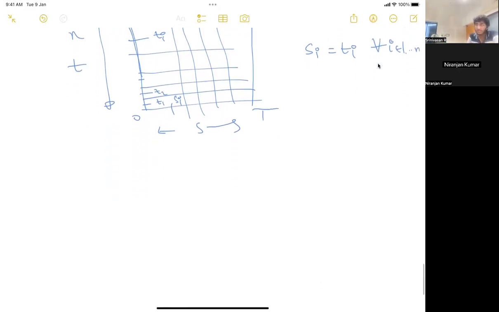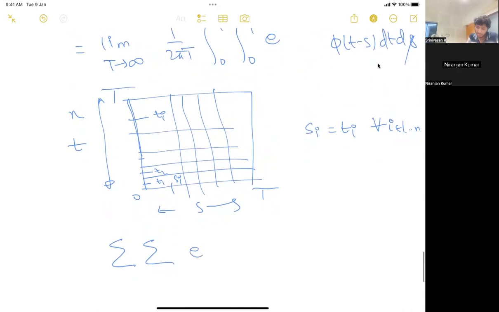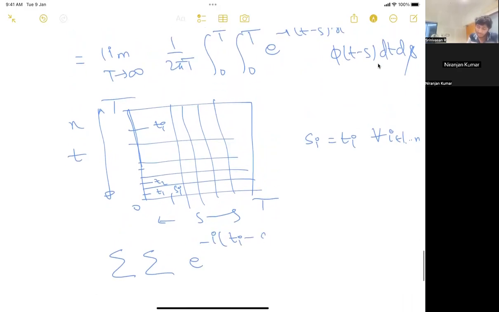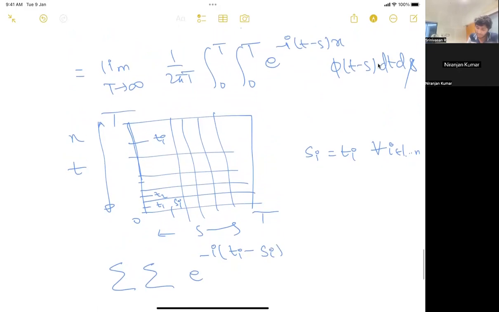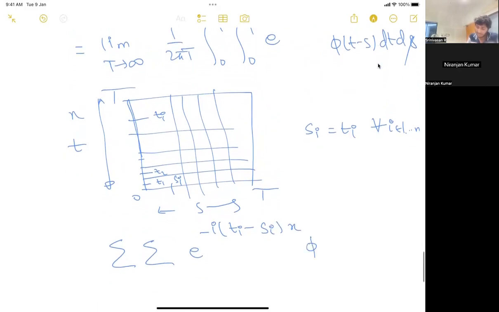This will give us the value of the Riemann sum as e to the negative i, t_i minus s_i, x.